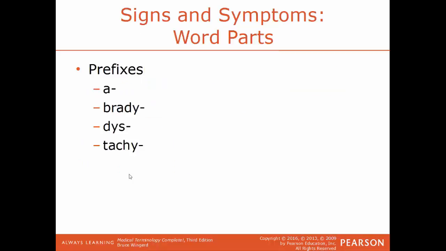All right, now we'll go over some signs and symptoms, some word parts that you'll see quite often. One we've seen a lot in this video series, a, will be without or lacking. Brady means slow. So if you have a slow heart rate, you are bradycardic. Dys means painful or difficult or abnormal. Tachy means fast. So brady is the opposite of tachy. Someone who has a slow heart rate would be bradycardic. Someone who has a fast heart rate would be tachycardic.